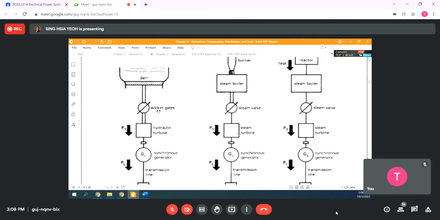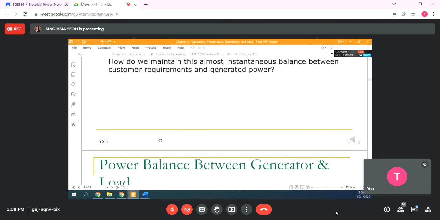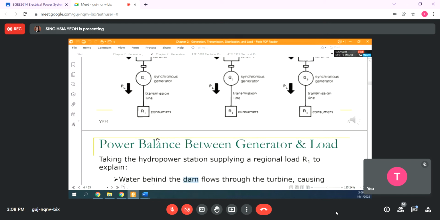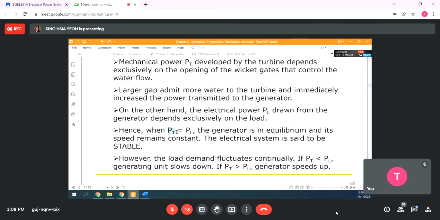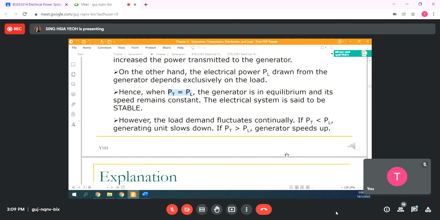So something like this. There is a gate to control the water flow. When it detects the load is actually here, PT equals PL, the generator speed will remain constant. So the system is said to be stable. If PT is less than PL, then the unit will slow down. If PT is more than PL, then the generator will speed up. So you will speed up, slow down, speed up, or slow down.